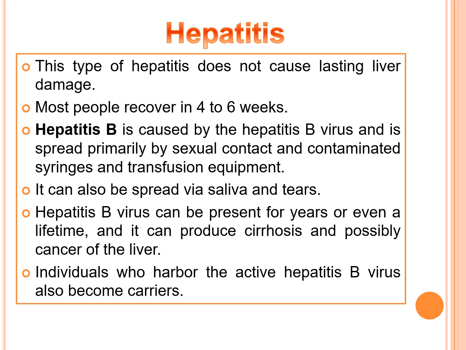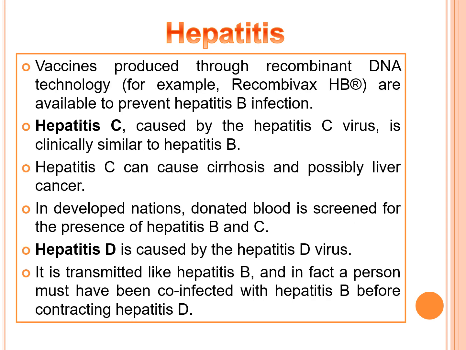The next type of hepatitis is hepatitis B. It is caused by hepatitis B virus and is spread primarily by sexual contact and contaminated syringes and transfusion equipment. It can be spread via saliva and tears also. Hepatitis B virus can be present for several years or even a lifetime, and it can produce cirrhosis and possibly cancer of the liver. Individuals who harbor the active hepatitis B virus also become carriers. Vaccines produced by recombinant DNA technology, for example Recombivax HB, are available to prevent hepatitis B infection.